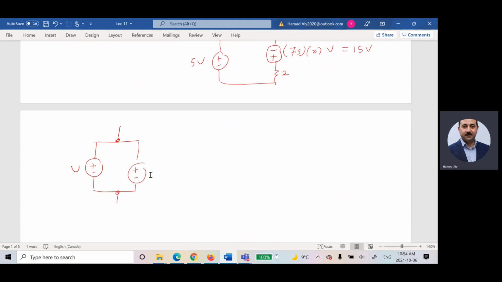Since you are talking about parallel, it means if this guy is V, this guy should be V. And the total voltage between those will be V. So why are we talking about parallel voltage sources? Since the total voltage doesn't change, why are we connecting them in parallel? Any question? Any answer for that?